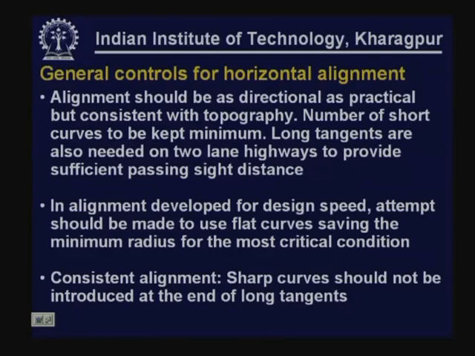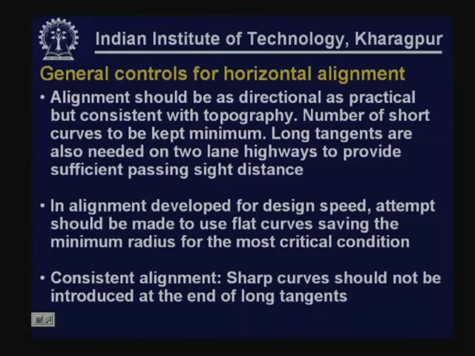Now, let us quickly see some of the general controls of horizontal alignment. Many of these things we have also discussed earlier when we talked about the design of other components. So, horizontal curves, transition curves and other things, but related to horizontal alignment, what are the general controls that should be kept in mind? First, alignment should be as directional as practical, but consistent with topography. The number of short curves should be kept minimum. However, long tangents are also needed, because we have to provide adequate passing sight distance, particularly for two-lane undivided roads or highways. Therefore, long tangents are also necessary.